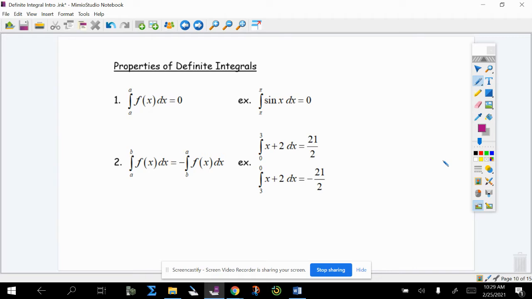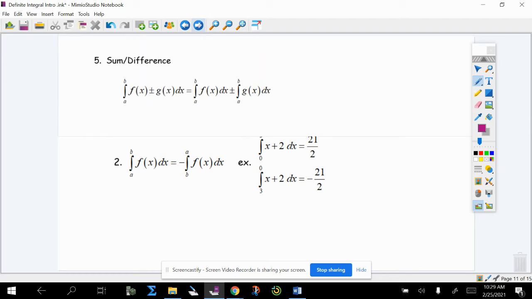So for example, if I went from 0 to 3 of the function x plus 2, if I were to draw it, you could actually see the area that's created. You end up getting 21 halves or 10 halves, 10.5. If the boundaries were flip-flopped, the answer that they expect is actually the negative of that answer. So you would get a negative 21 halves. We'll definitely get into more of why that works as we get further into this chapter.